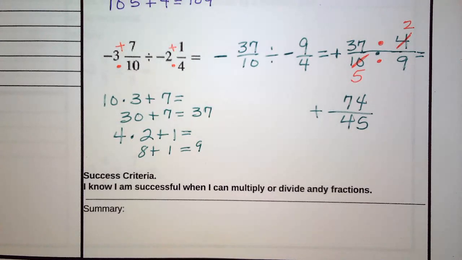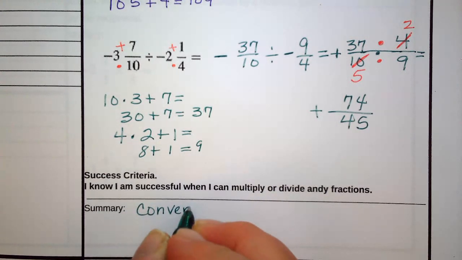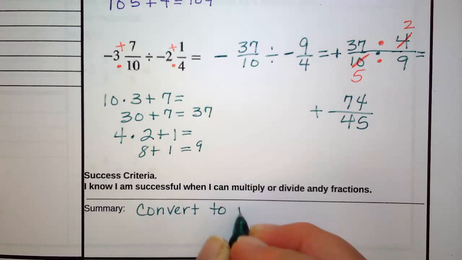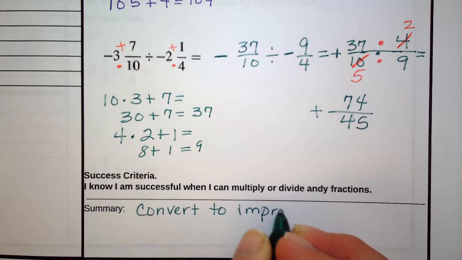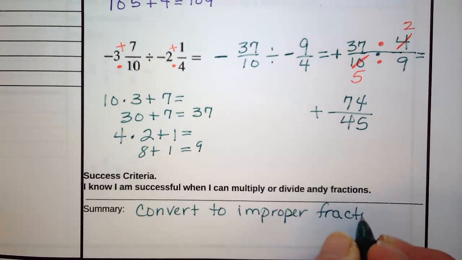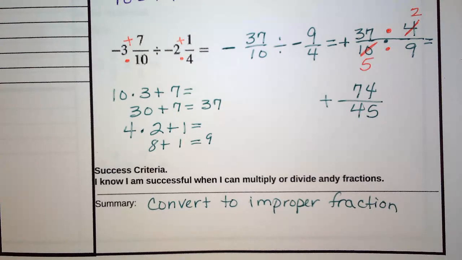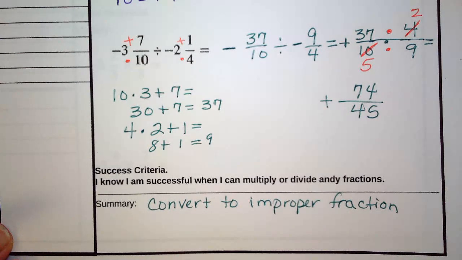So, how do you know when you're successful? You know you're successful when you can multiply or divide any fractions. So, convert to improper fraction. Okay, that will tell me what I need to remember. I convert it first all the time to an improper fraction before I go any further.